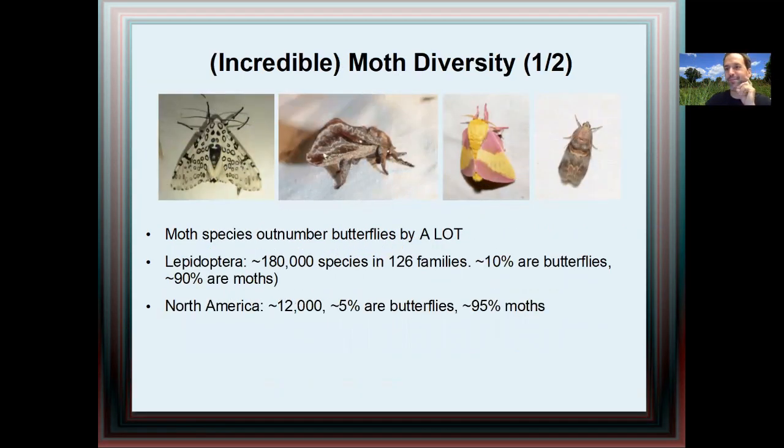So there's incredible moth diversity, and I feel like I won't be doing justice to it, but I'm just going to list a few things here. There's way more moths than butterflies. As you can see on the slide, 180,000 worldwide species in Lepidoptera. Only about 10% of them are butterflies, 90% are moths.